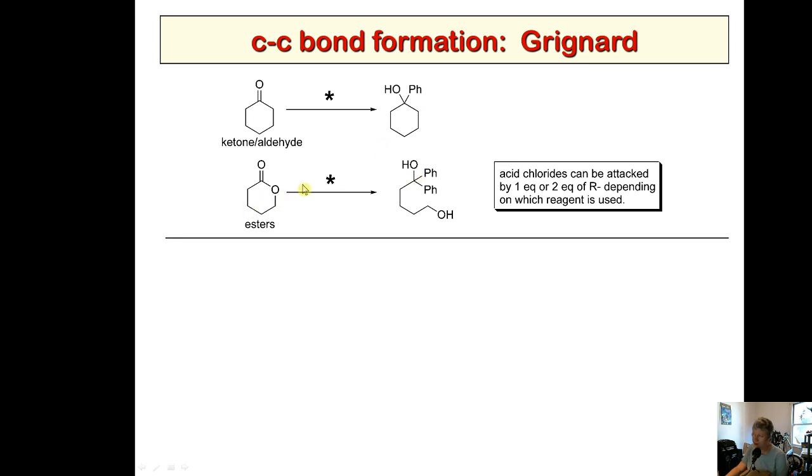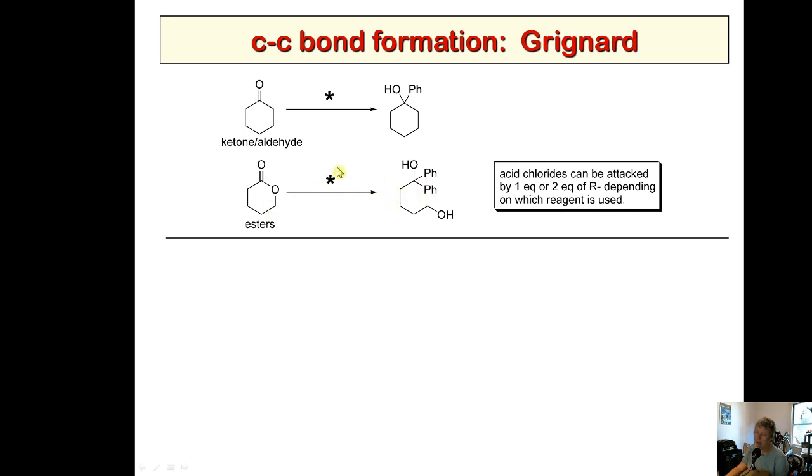Esters react also with Grignards, but they react twice. So an ester, this cyclic ester, this is called a lactone. Cyclic esters are called lactones. It reacts once, and that kind of opens up, and you get a ketone. And then it reacts a second time, and you get a tertiary alcohol. Okay, acid chlorides also do that with Grignards, and we call that R minus, 2 equivalents. So this is also R minus, 2 equivalents, right? Because the Grignard is attacking twice.